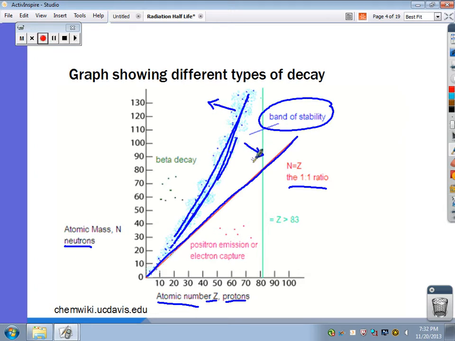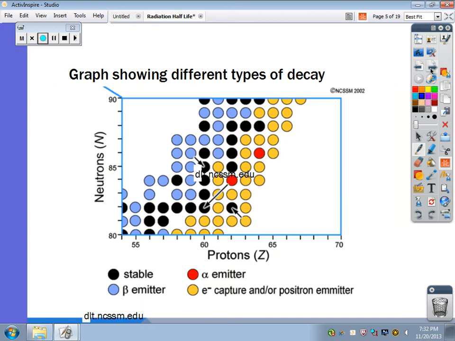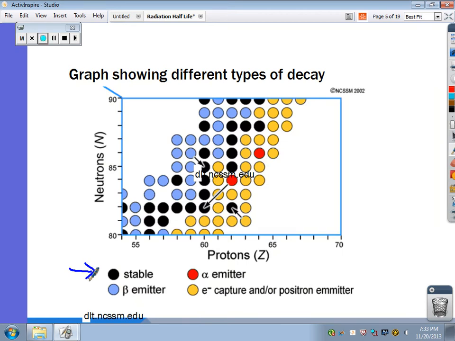So to become stable, if you have too many neutrons, then you have beta decay. If you have too many protons, you have positron emission or electron capture. So I'm not expecting you to repeat this to me, but that's so you can understand. And I'll show you a closer zoomed in graph here. These black dots on here are stable. So if you look, they're stable on this graph chart.